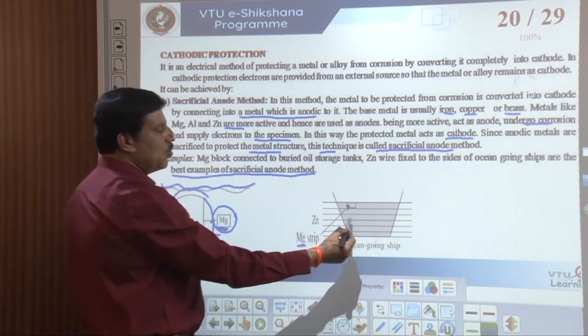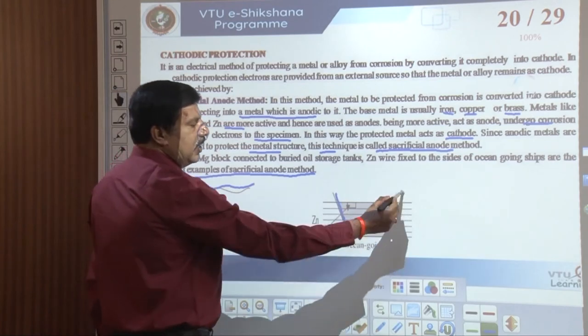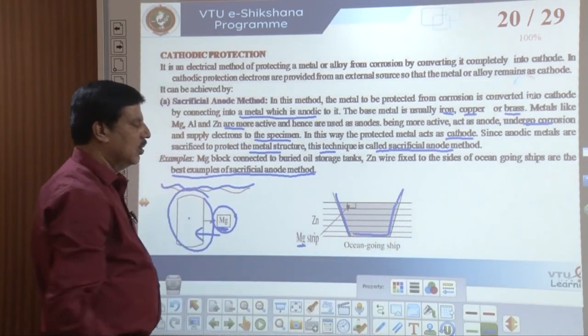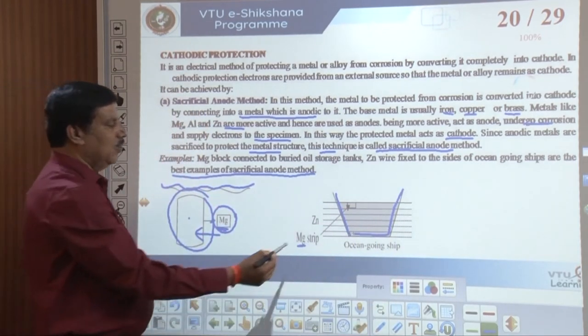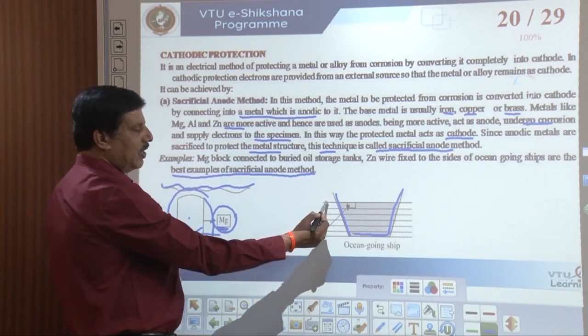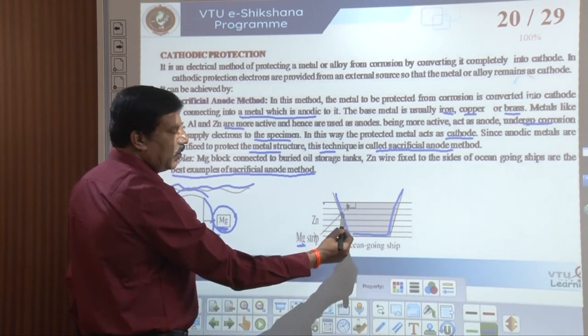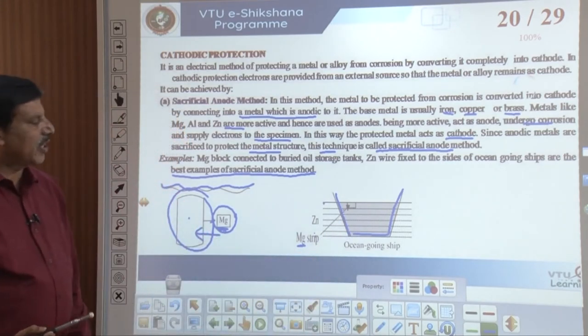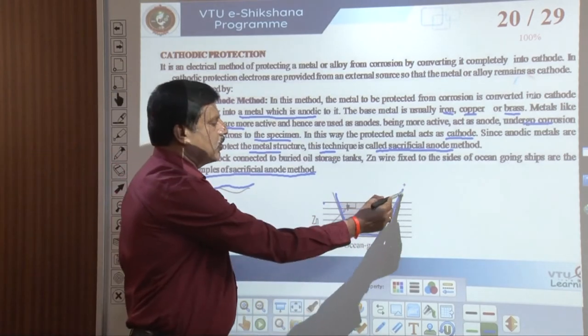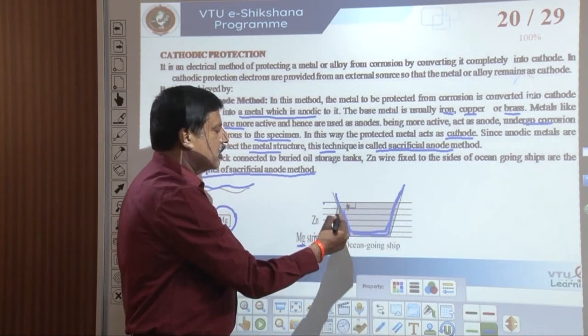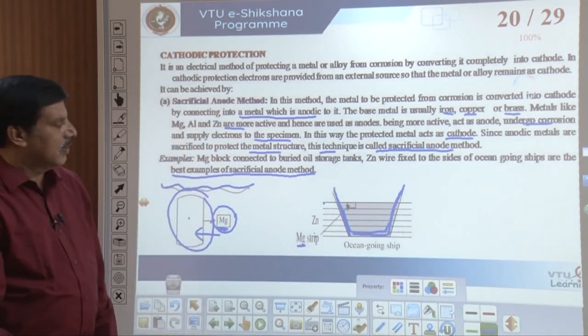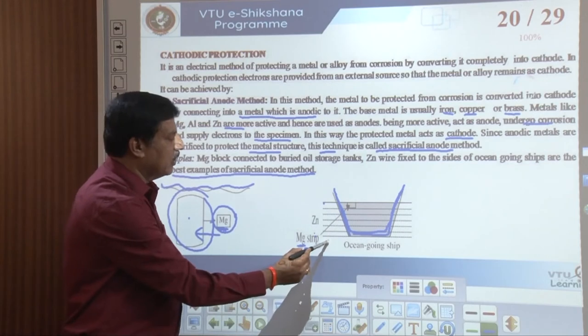And if you go to the ocean, I told you somewhere while explaining differential aeration corrosion also. Same strip. See, now this is the magnesium strip, and this is submerged. Now, this metal is fixed. This is going to be corroded. The other one submerged in the ship, in the ocean, is not going to be corroded because electrons flow from this side.